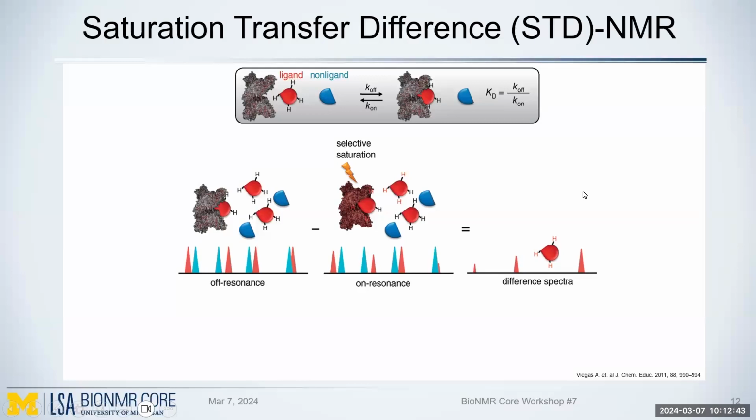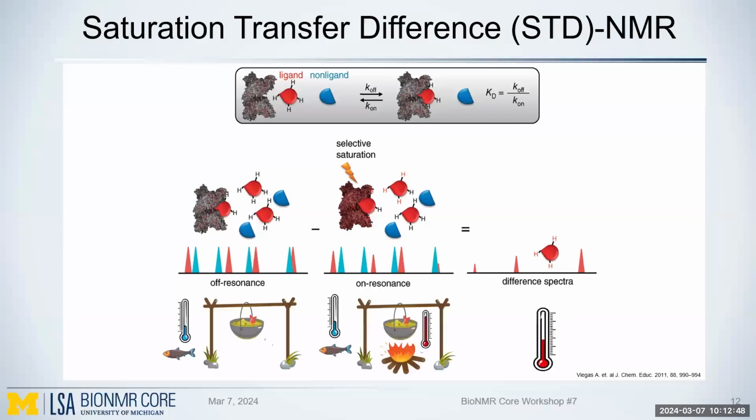So this saturation transfer process is very similar to a heat transfer process. So I'm giving you a graph here to help you better understand this saturation transfer difference NMR experiment. So suppose we have a pot. This pot is like your protein. And then the fish inside the pot is like the ligand that binds to the protein, and the fish outside the pot is like the non-ligand. So at room temperature, they all have the same temperature. And applying the saturation pulse is similar to applying a fire to the pot. So now the pot is heated, and then the heat can be transferred from the pot to the fish that's inside the pot. So it's similar to the saturation transfer process from the protein to the ligand.